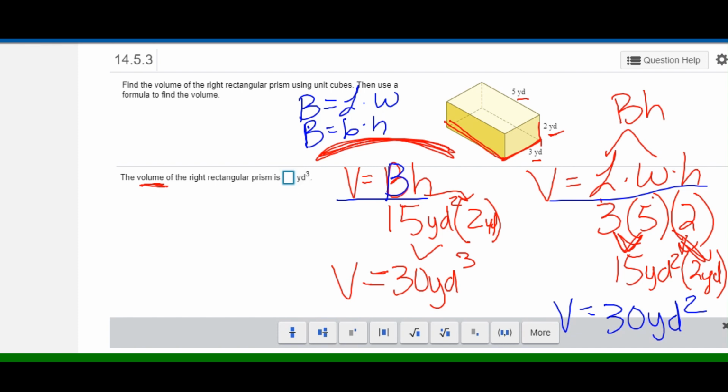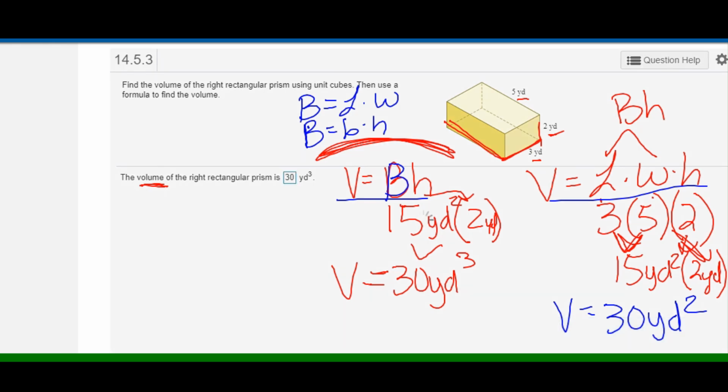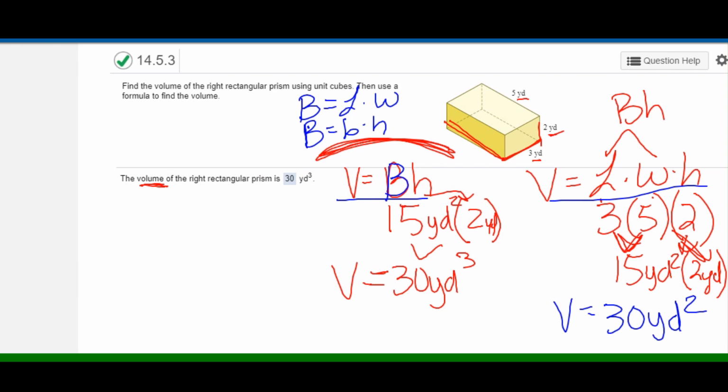If you understand what volume is, you can answer any question about this. And that is all for this lesson.